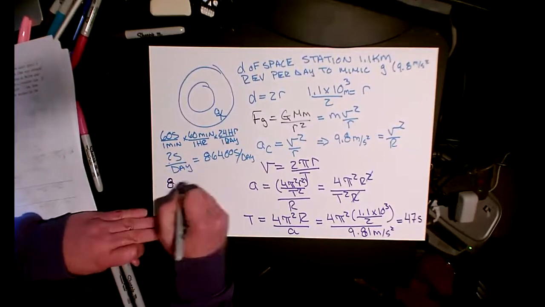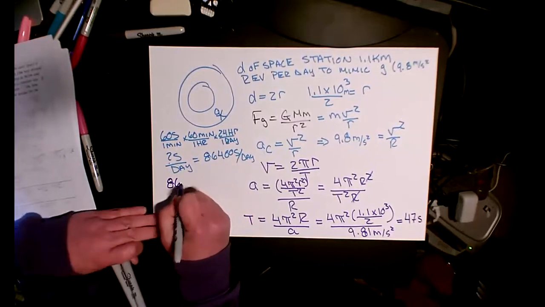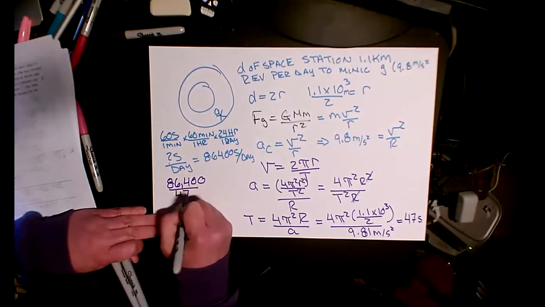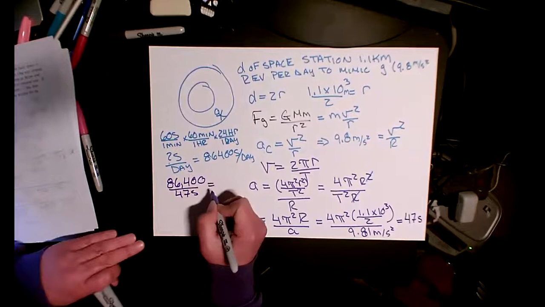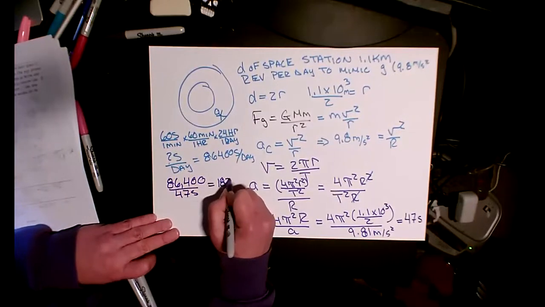So how much is that? 86,400 divided by this 47 seconds tells me that it's got to rotate 1,838 times a day.